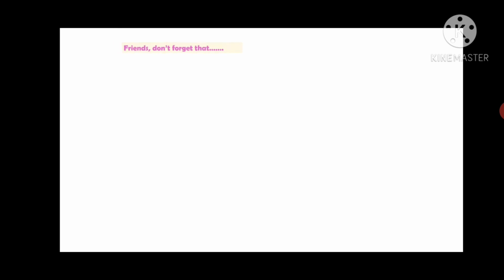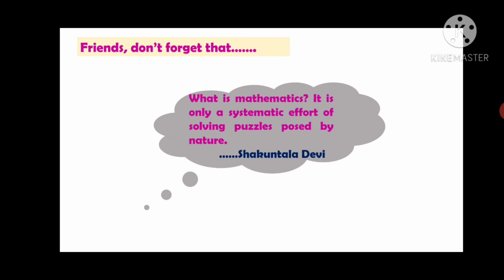Friends, you should not forget the famous words of Shakuntala Devi. What is mathematics? It is only a systematic effort of solving puzzles posed by nature.